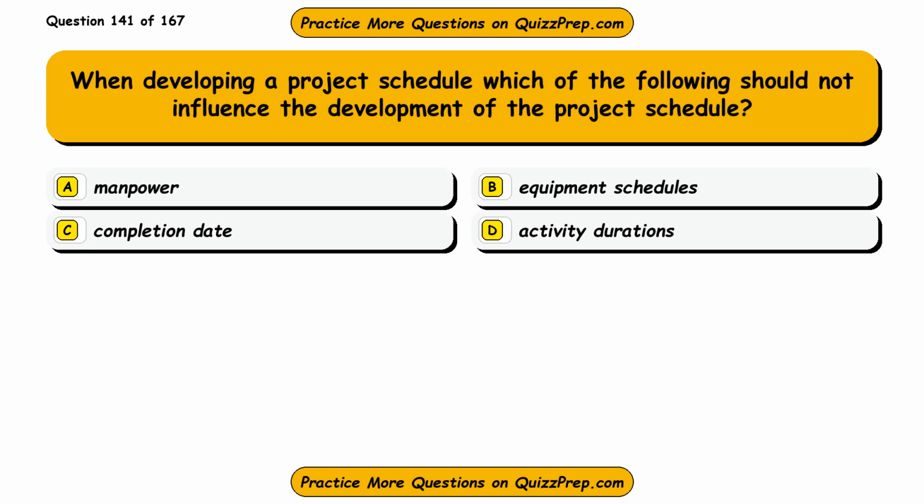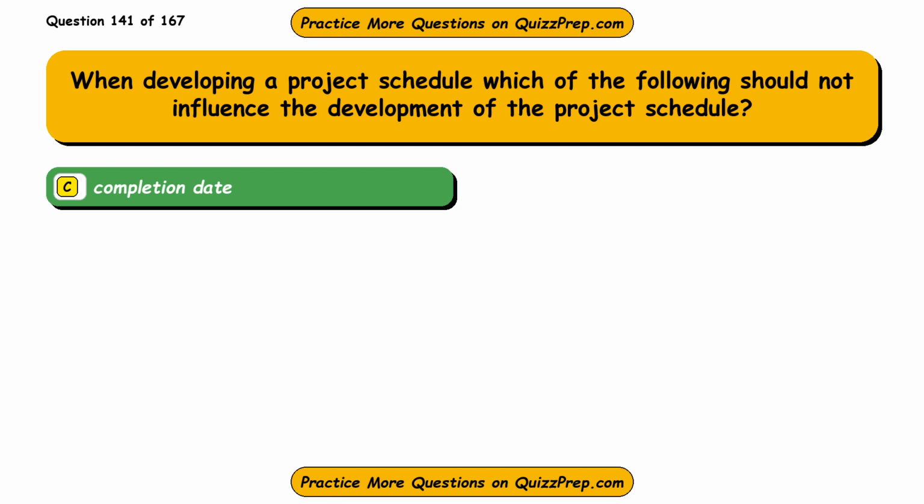Question 141. When developing a project schedule, which of the following should not influence the development of the project schedule? Option A, manpower. Option B, equipment schedules. Option C, completion date. Option D, activity durations. The correct answer is option C, completion date.